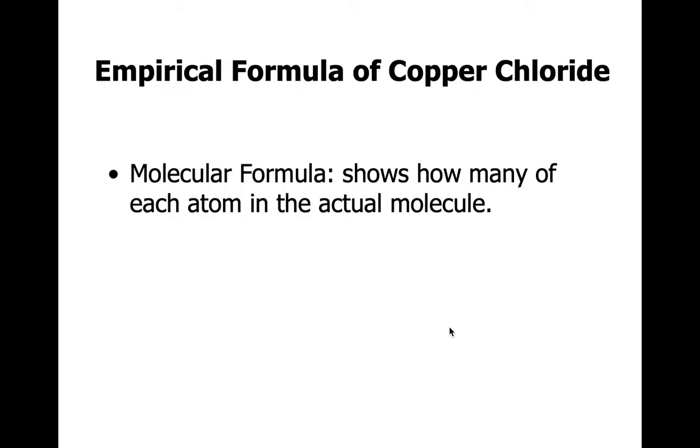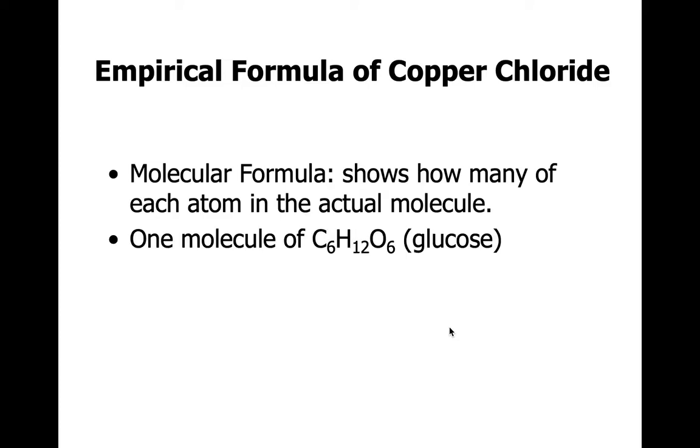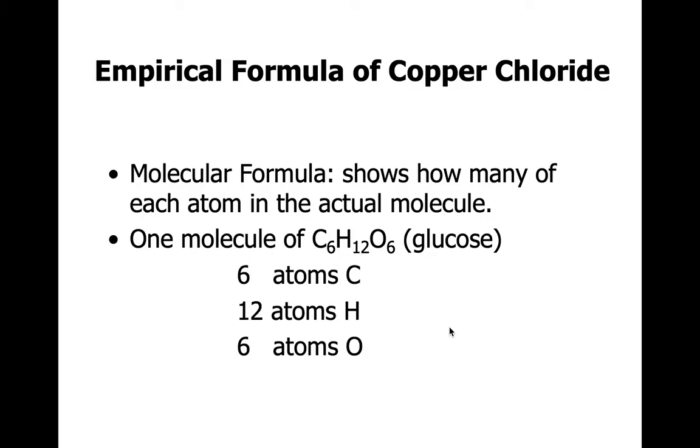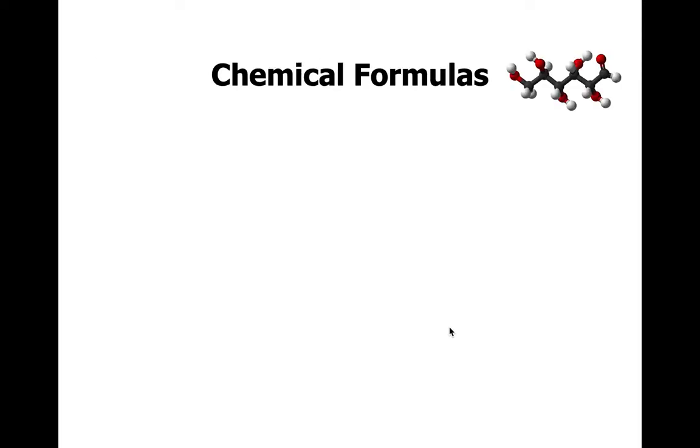Molecular formula shows how many of each type of atom is in an actual molecule. For example, glucose contains 6 carbons, 12 hydrogens, and 6 oxygens. 6 atoms of carbon, 12 atoms of hydrogen, 6 atoms of oxygen.